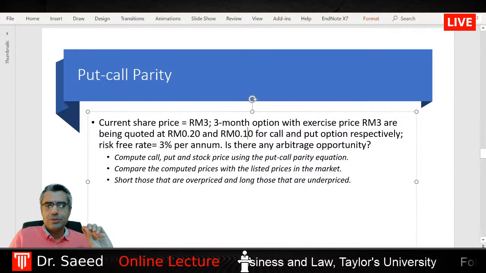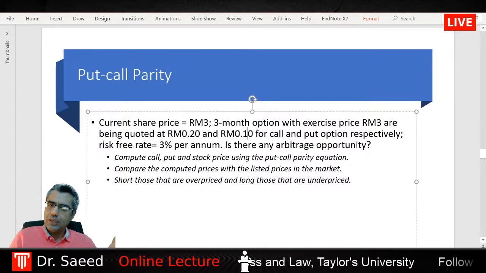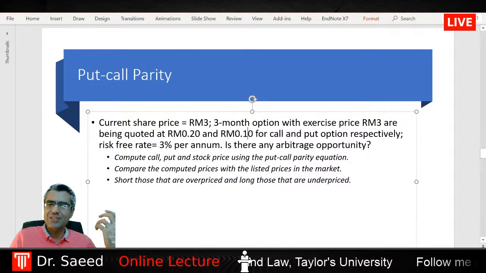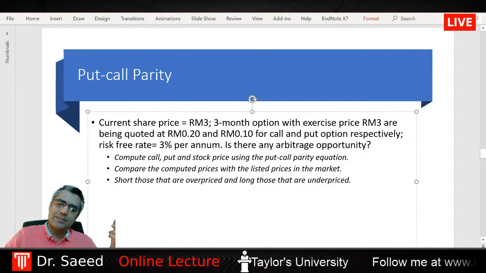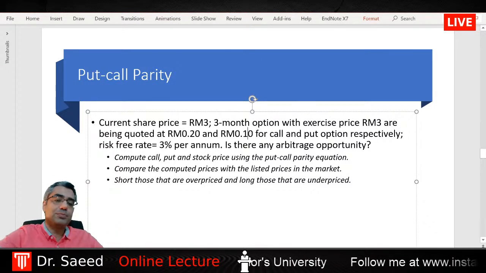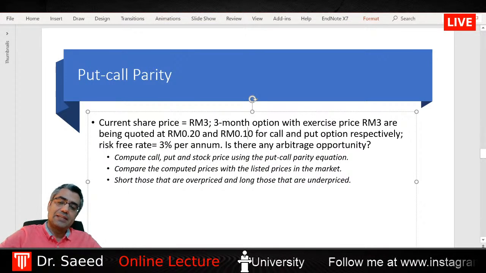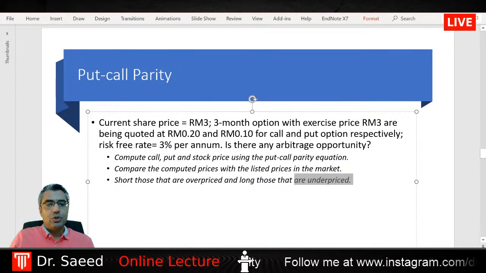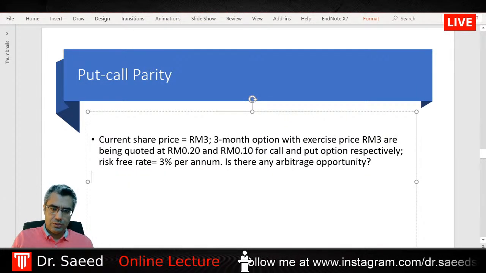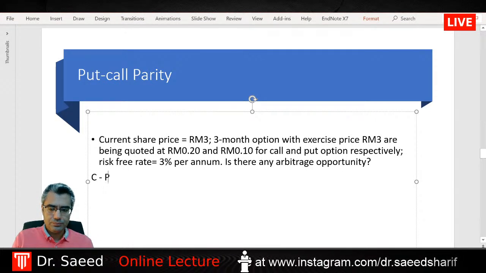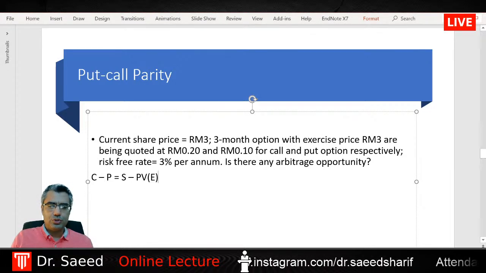First you need to compute the call price, and you can also compute the put price and the stock price to see whether there is any mispricing. Then you compare the prices that you compute with the market price, see if there is any mispricing, and then take the proper strategy. If any of these three are overpriced, short it. If it's underpriced, long it.